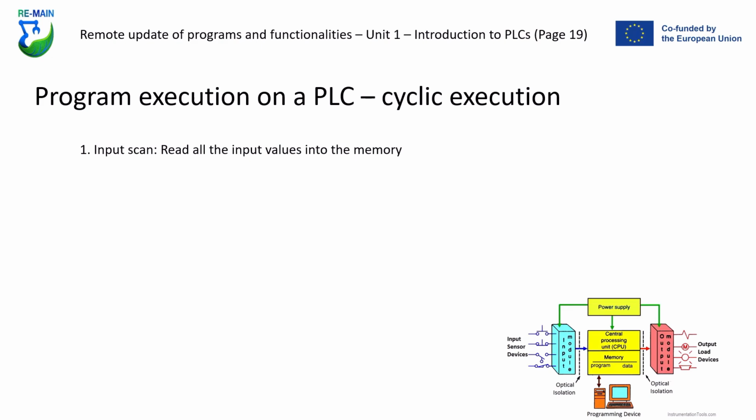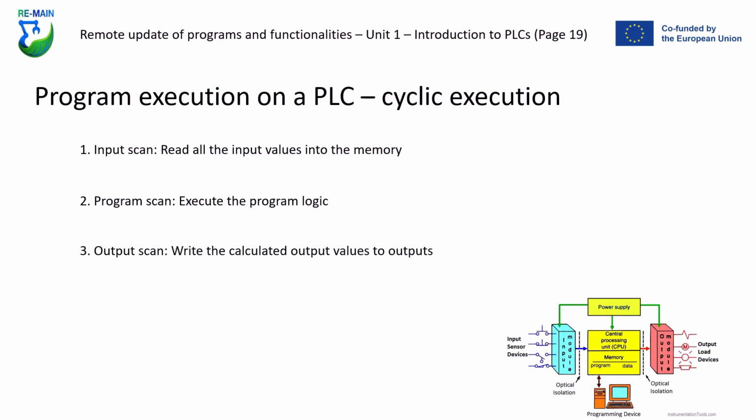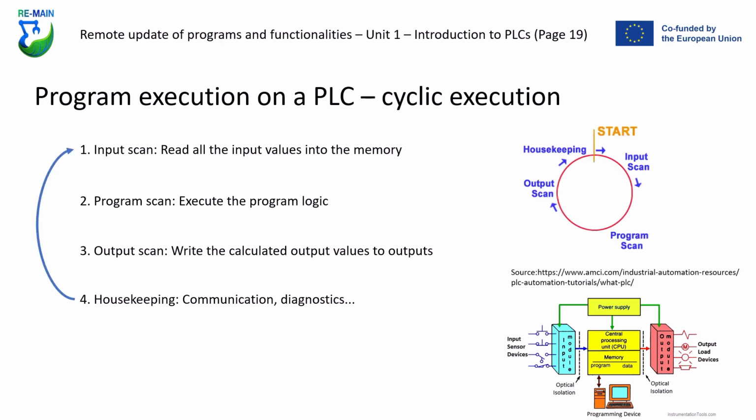The first scan is the so-called input scan, where all the input variables are read into the memory. In the second scan, the CPU executes the program logic. In the third scan, the calculated output values which are stored in the memory are sent to the outputs. In the fourth scan, the housekeeping is done, communication, diagnostics, and so on. And again, after the 4 scans are over, we start with the first scan again, as defined by the cyclic execution.